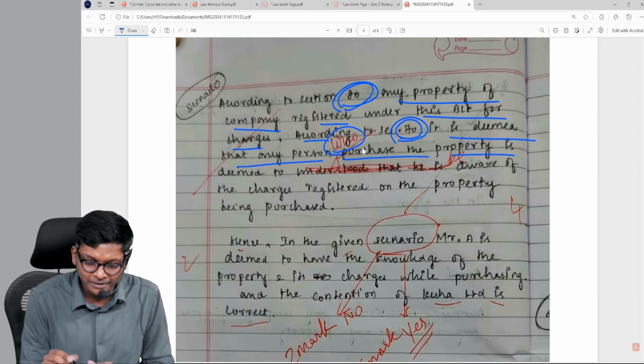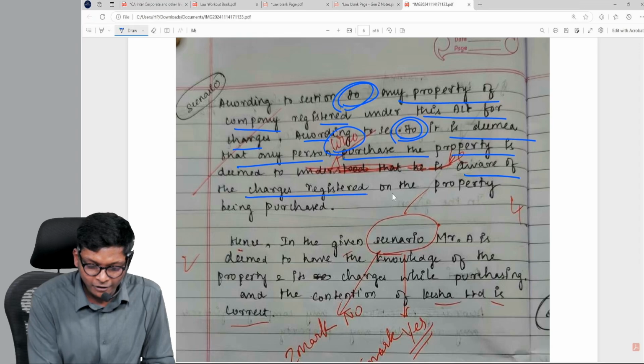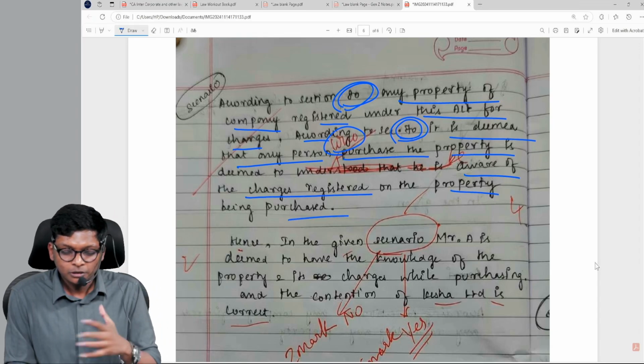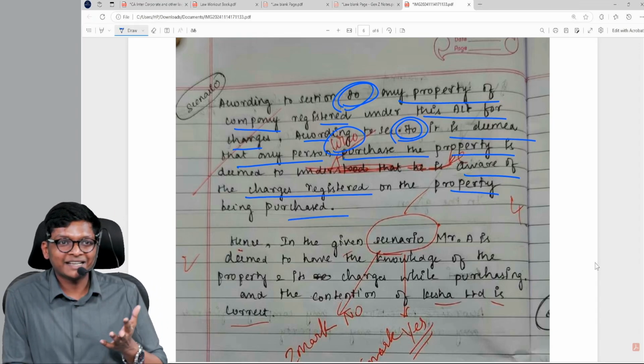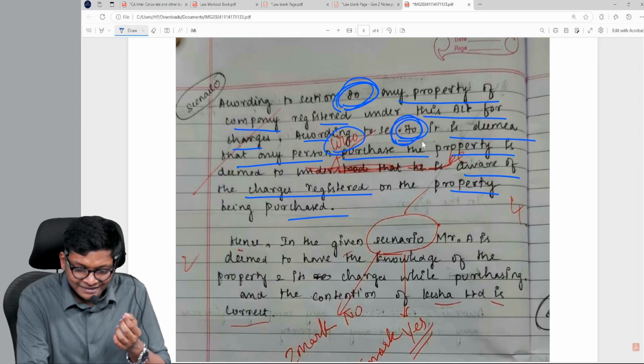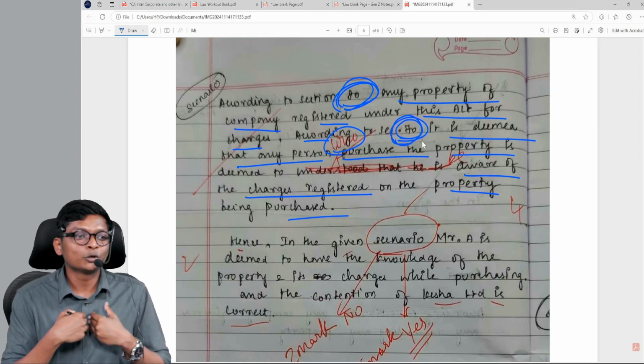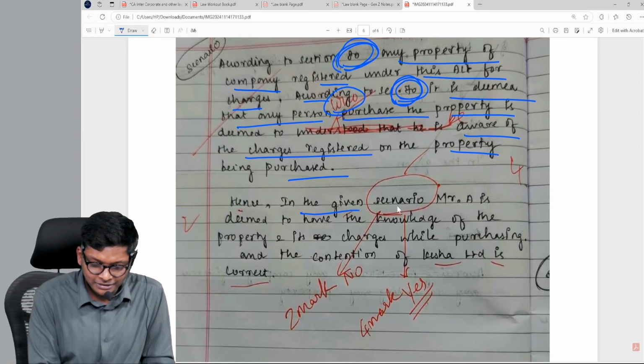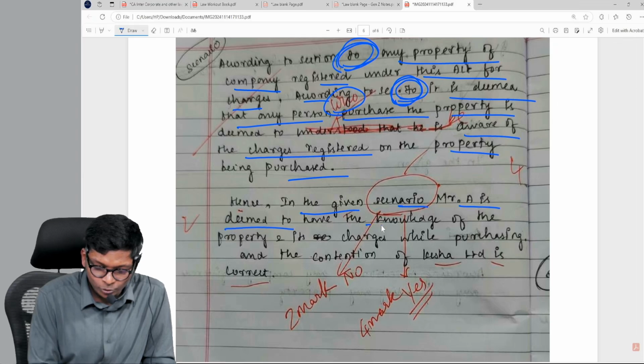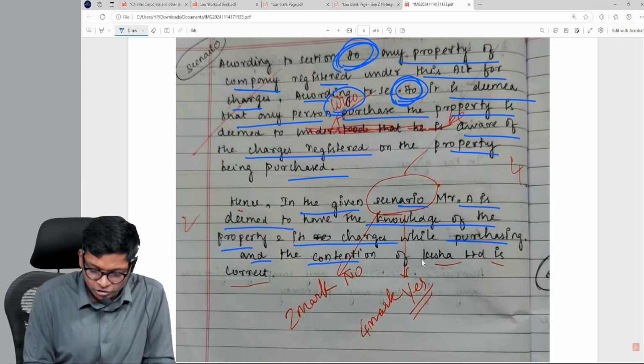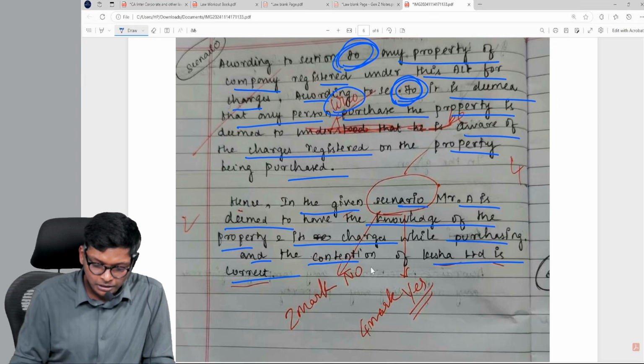The word who is missing. Grammar. I'll come to grammar later, guys. Aware of the charges registered. That's it. Now what can I do? He knew the answer. He wrote 80. Then again he's writing 70. I can't do anything, guys. Okay. In this given scenario, Mr. A is deemed to have the knowledge of the charges while purchasing the property, and the contention of the company limited is correct.